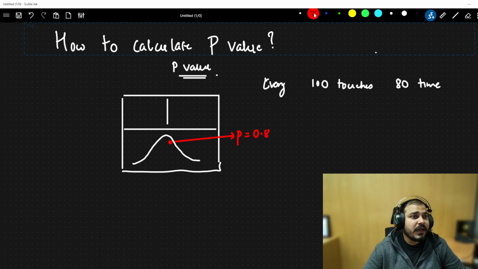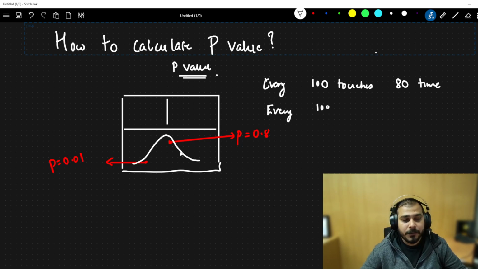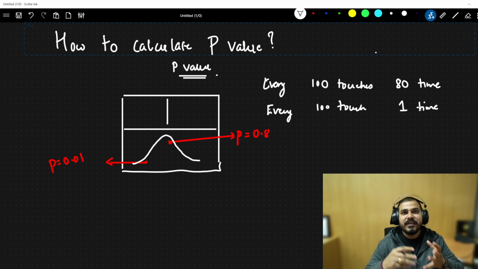Similarly, if I touch in this region and suppose the p-value is 0.01, this basically means that out of every 100 touches on this mouse pad, I will be touching in this region one time. So this is what p-value means.